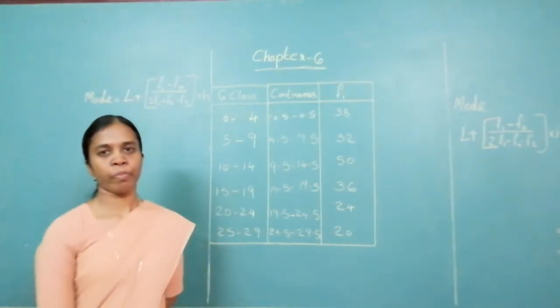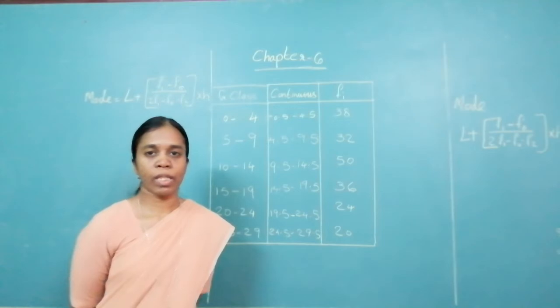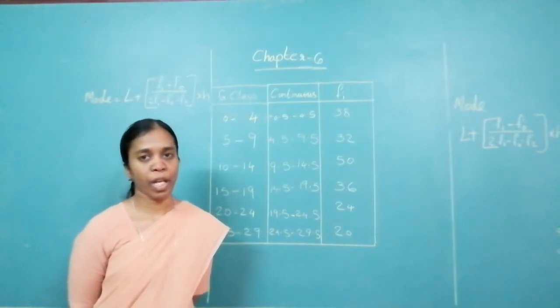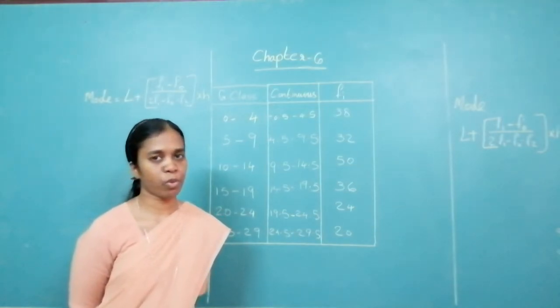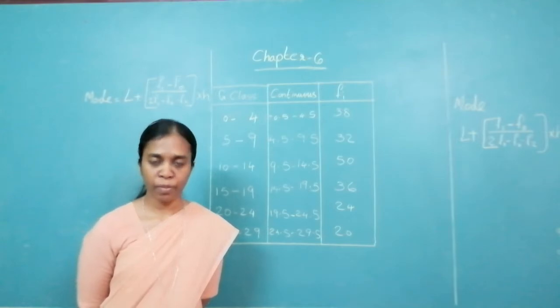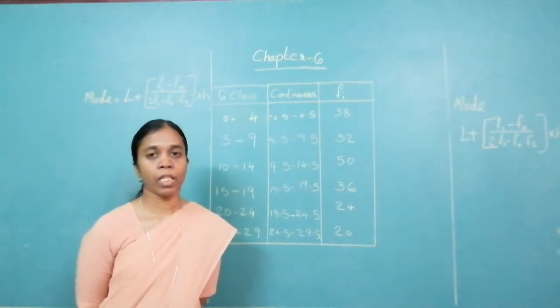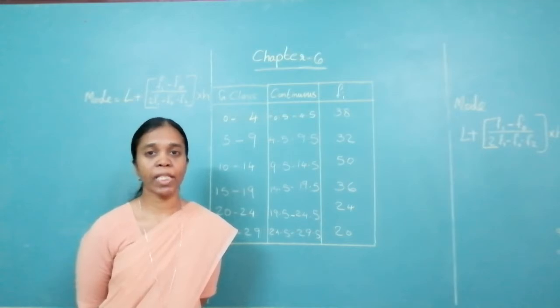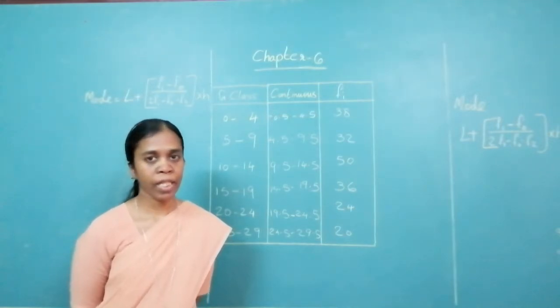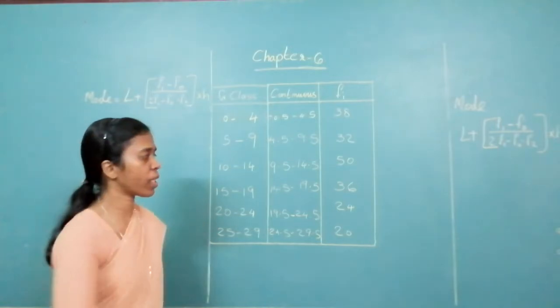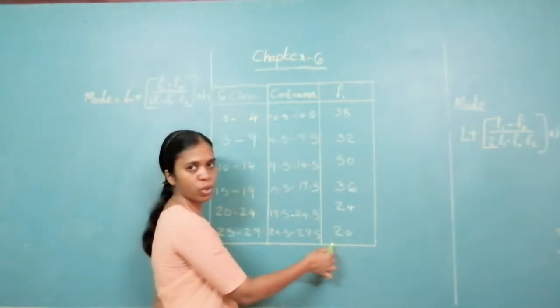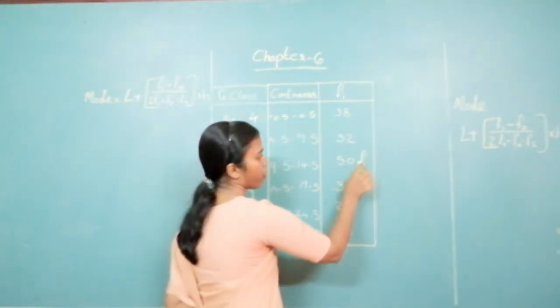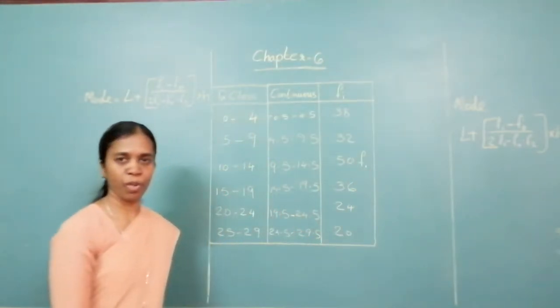Frequency is given to you. You have to only choose which is f1, f0 and f2. f1 is the main frequency, which appears the maximum. The highest frequency is known as f1. Which is the highest frequency over here? That is 50. So this is my f1.